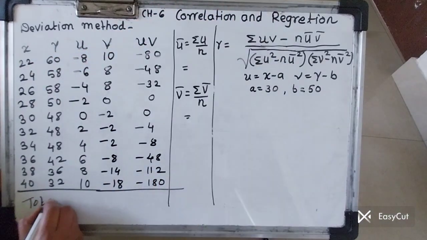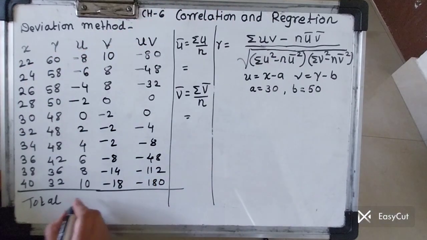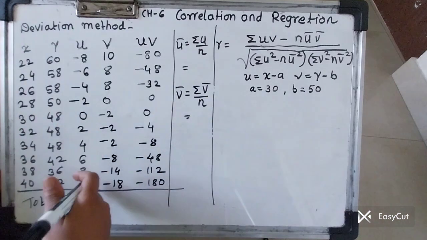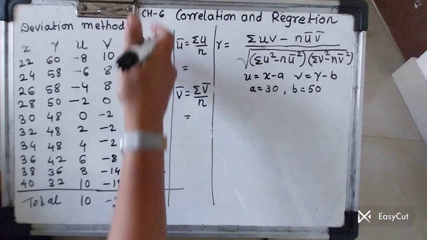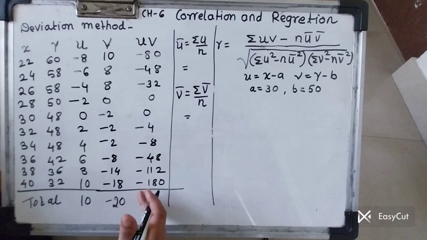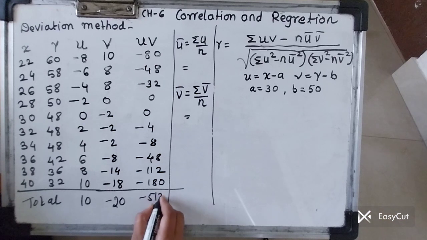And we required all summations. So write down total, sum of u is 10. Okay, put all values in the calci and find out. Next is minus 20 and summation of this is minus 512.